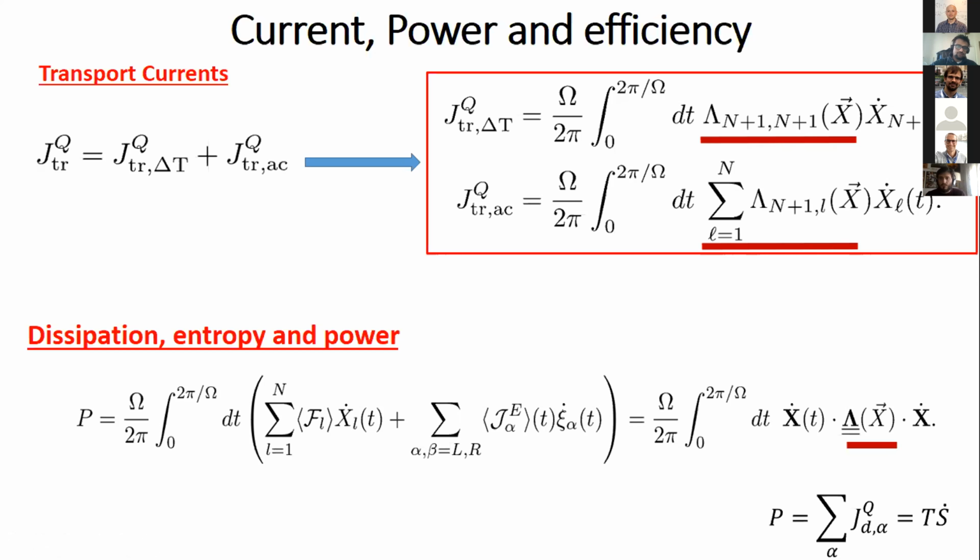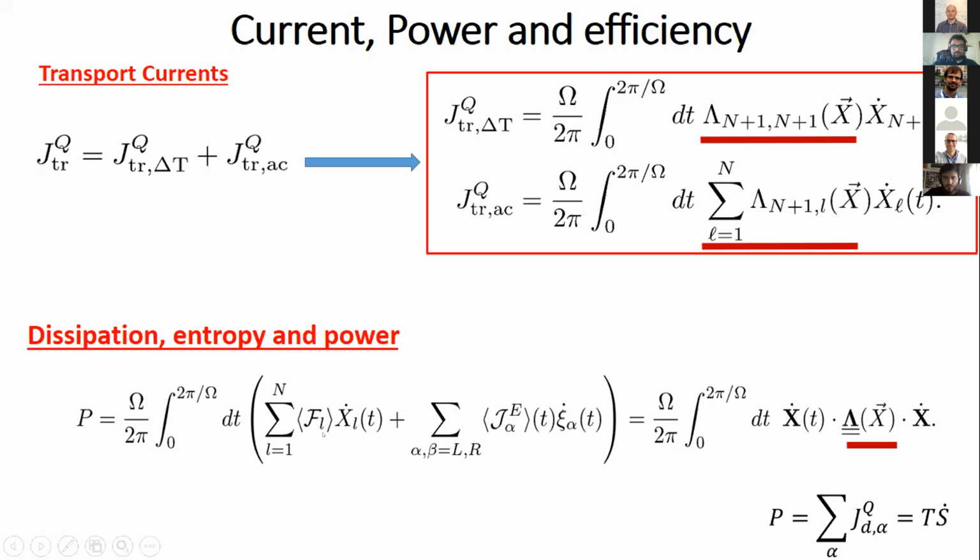So power is defined as a product of force times velocities. So the force is F_L for the driving, and for the case of thermal bias, we saw before that the force was given by the energy current density. And the velocities are X_L dot for the driving, and for the thermal bias case, it is given by xi_alpha dot(t), which is at the end the thermal bias delta T.